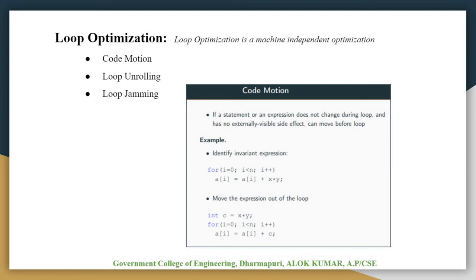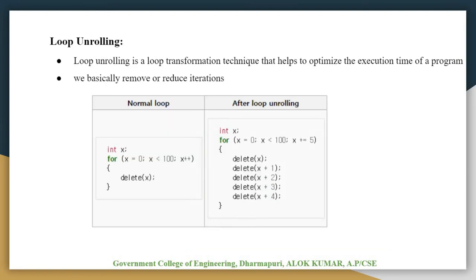The next technique is loop unrolling. Loop unrolling is a loop transformation technique that helps to optimize the execution of a program. Basically, we remove or reduce iterations. Here this loop will be executed 100 times. Suppose we want to iterate fewer times, because we can save the running time and execution time. Then this loop will execute only 20 times. We just have to change the loop.